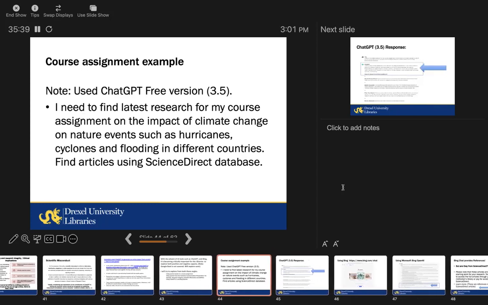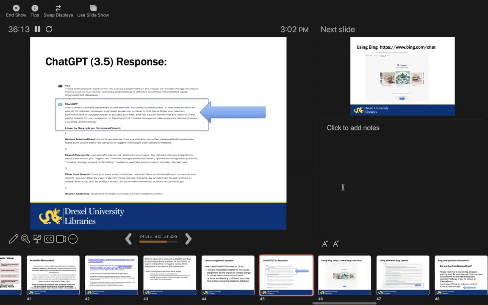This is a query I wanted. This is an actual course where students were working on sustainability, climate change, and all that. So I wanted papers about the impact of climate change on natural events such as hurricanes, cyclones, and flooding in different countries. I asked both ChatGPT and Bing to search in the Science Direct database to find those papers. So let's see what happens. In the free version, this is what I got. Let's go to the next slide.